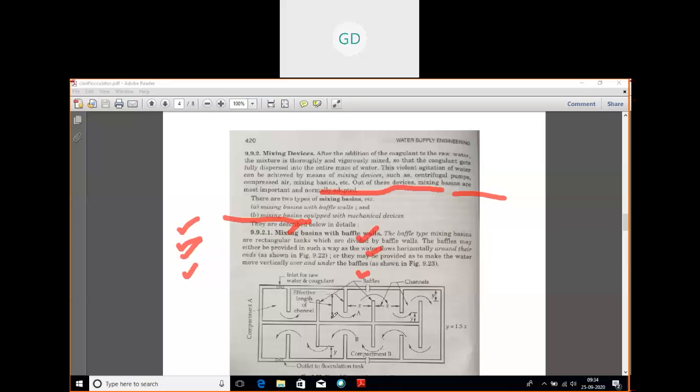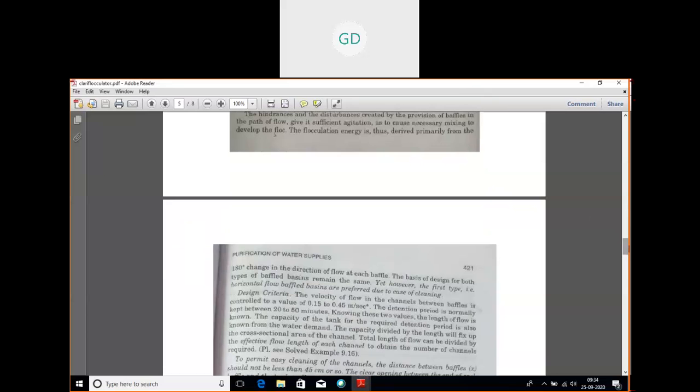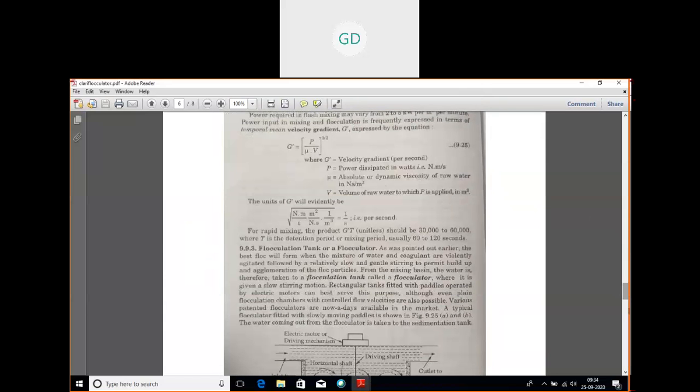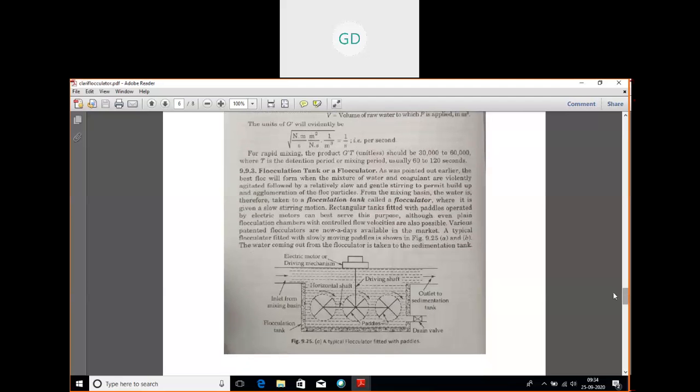For that reason, this heavy mixing is done in a mixing basin with the help of baffle walls. So while the water is first mixed with the baffle walls, after that it is carried to the next unit, that is your flocculation tank. This is your flocculation tank.